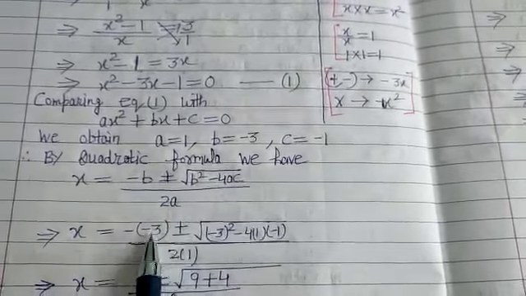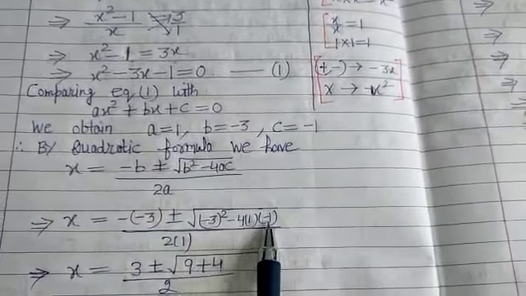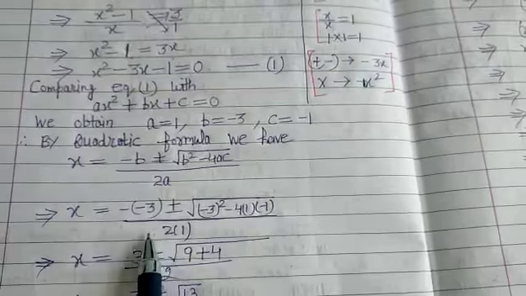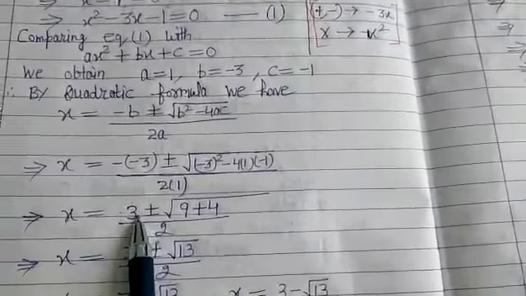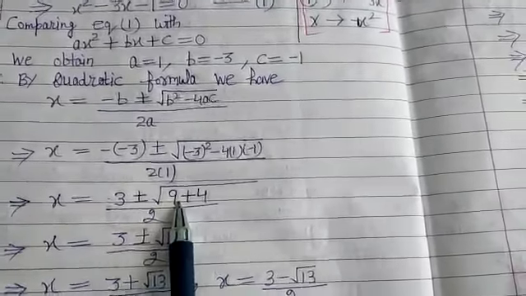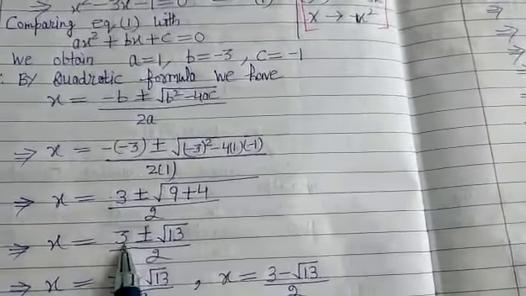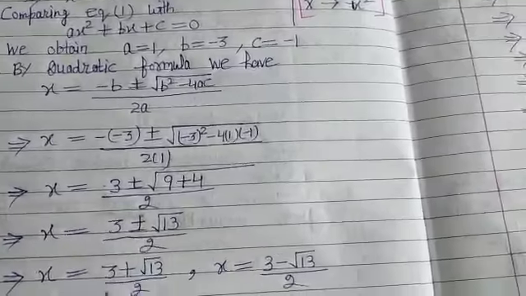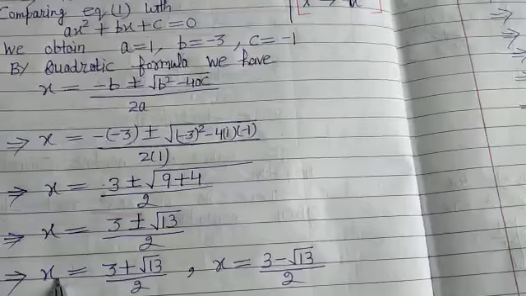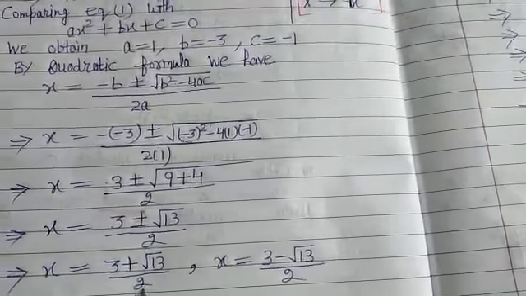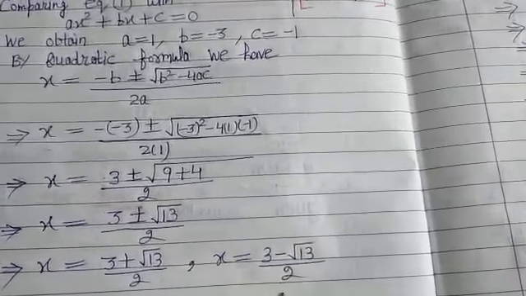Minus sign as it is, the value of b is minus 3, plus minus square root of b square, it is minus 3 square minus 4a into c. The value of a is 1 and c is minus 1, whole divided by 2 into a, the value of a is 1. Now after solving it is 3 plus minus square root of 9 plus 4, upon 2. So it is 3 plus minus square root of 13 upon 2. So we will write one time with the positive sign and one time with the negative sign. So the two roots are x equal to 3 plus square root of 13 divided by 2, and the second root is x equal to 3 minus square root of 13 divided by 2.